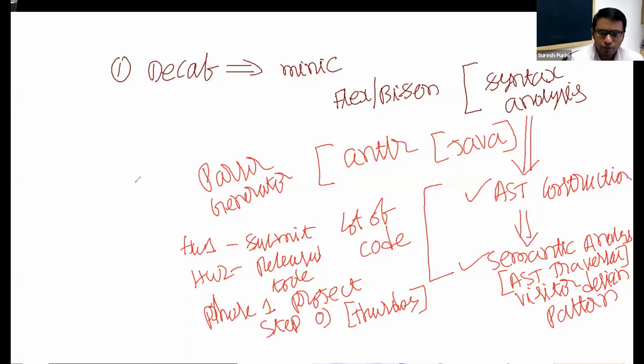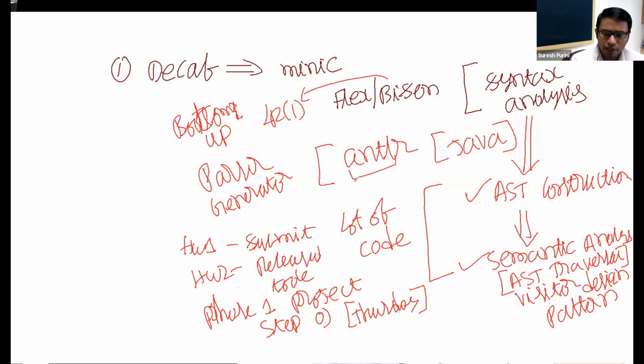Another important thing, which you will understand later, is that Flex and Bison is a parser generator which generates what are called LR1 parsers. These are called bottom-up parsers. But ANTLR is a top-down parser. It uses what is called an LL1 parsing technique, or maybe LLK parsing technique. So the parsing approaches used by ANTLR and Bison are different.